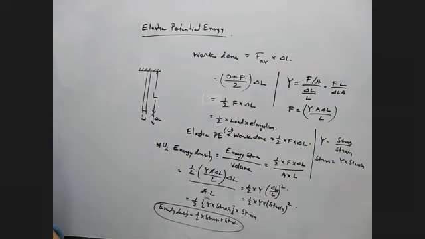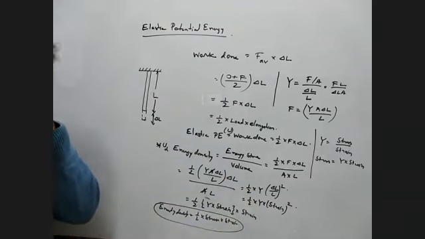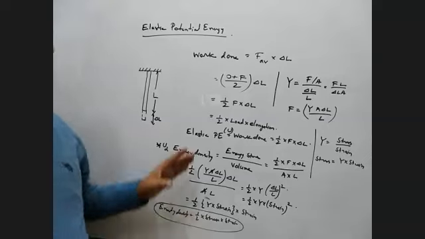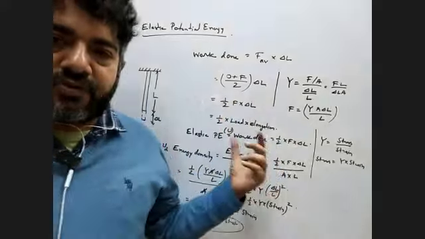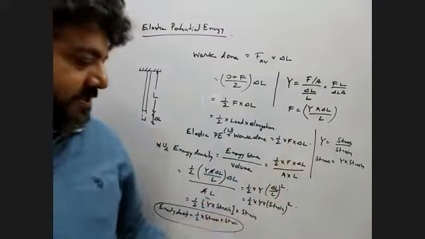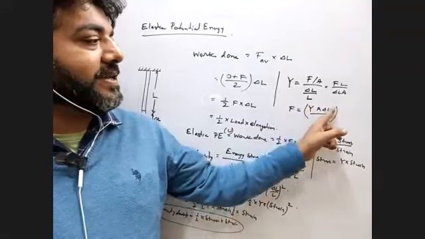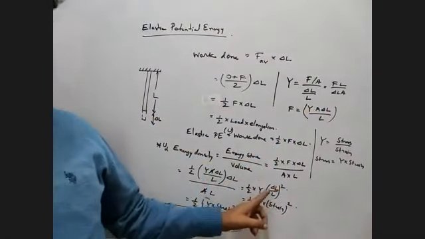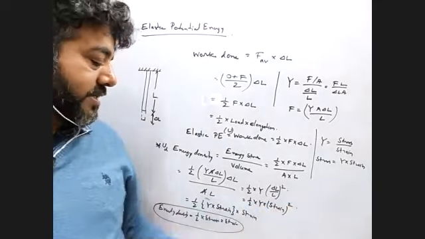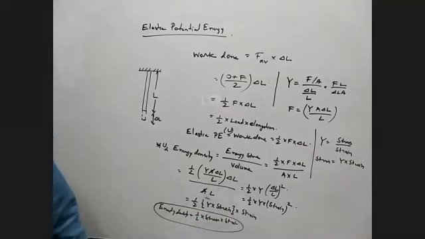Sometimes they can ask you to prove that energy density is half stress into strain. So you have to write all this. Basically, you know the work done is half into force into elongation. Energy density is energy stored per unit volume. F is YA del L by L, A cancels, so you have Y into del L by L whole square, that is strain square. Y into strain is stress. Clear?